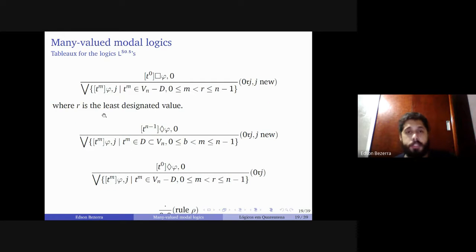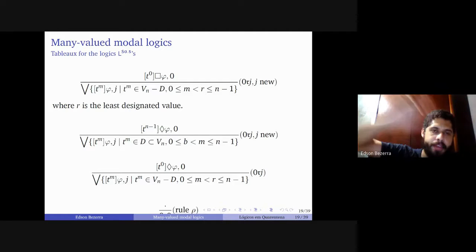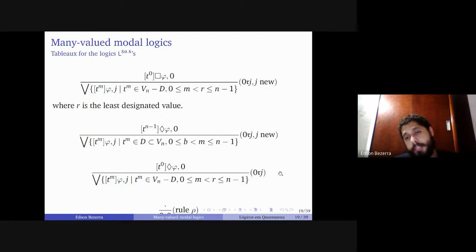The rule of falsity, T0, basically the truth value is 0. So we expand into branches whenever phi receives a non-designated value. And the same reasoning applies to the diamond. And the rule R is the rule of reflexivity, the rule we call here the rule Ho.